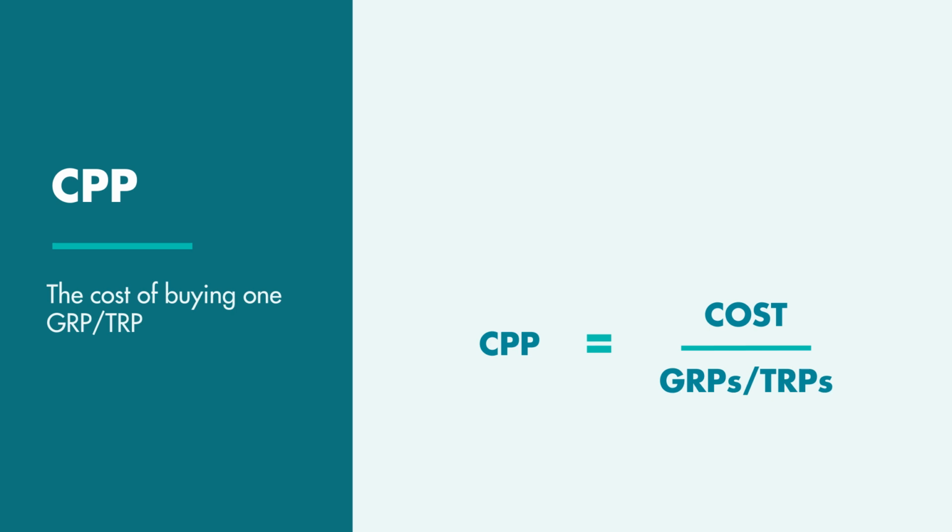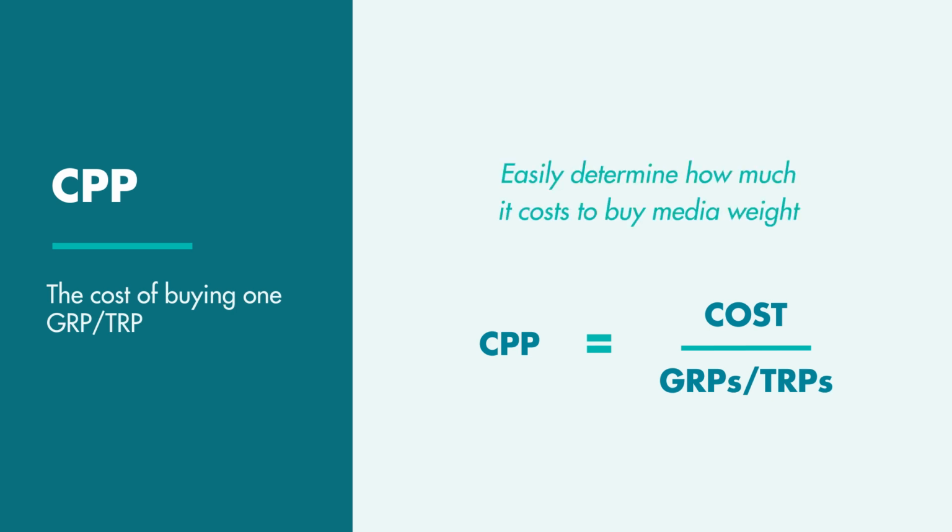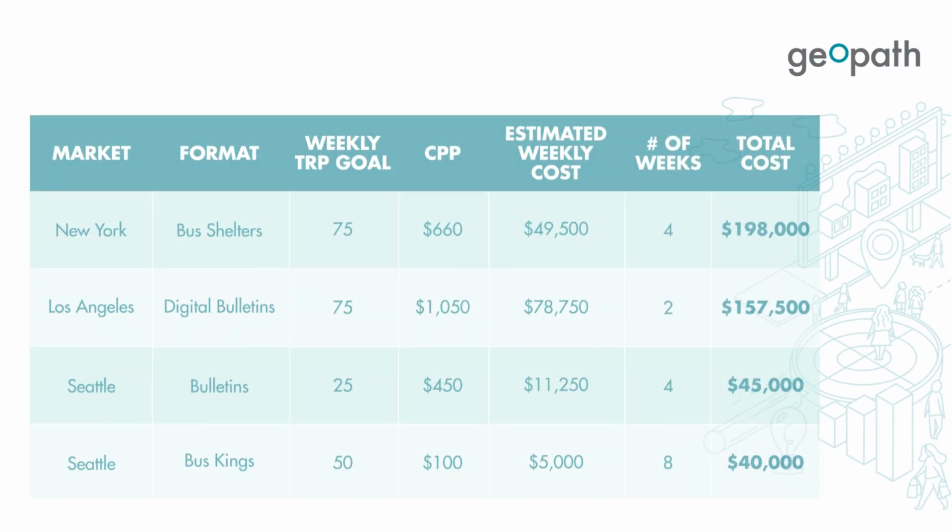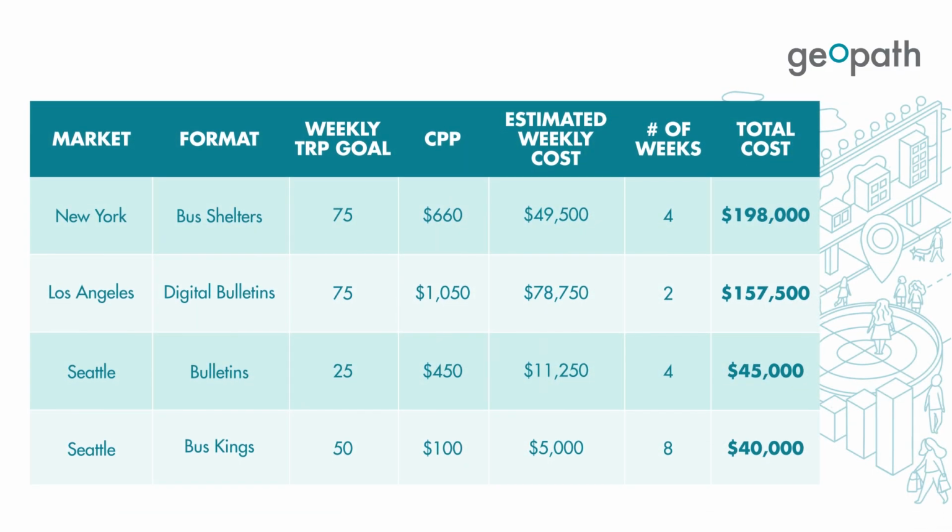While a simple calculation, the use of CPPs is an important planning cost metric that allows for quick and easy budget allocations by market. Let's look at how they are used for planning and budgeting. The chart shows a few markets with various formats along with goal weight levels as reflected by the weekly TRP goal column. Using CPPs per market and by format, we can determine how much it will cost to buy those TRPs based on averages. As an industry, out-of-home is still growing in its use of CPPs, and we can expect this concept to continue to gain traction.